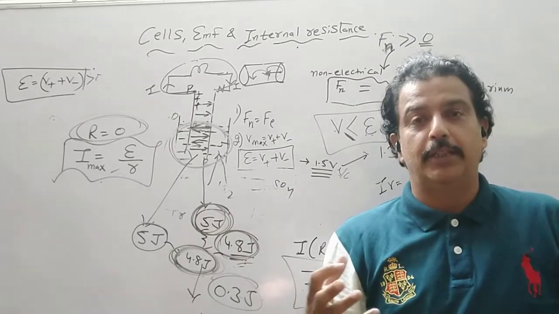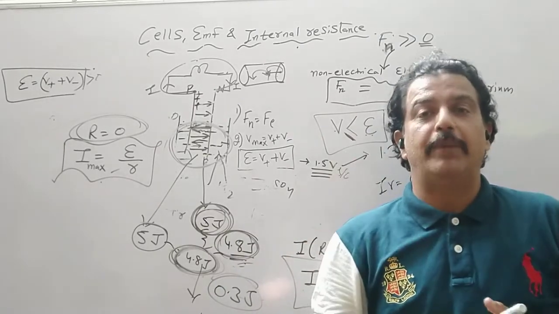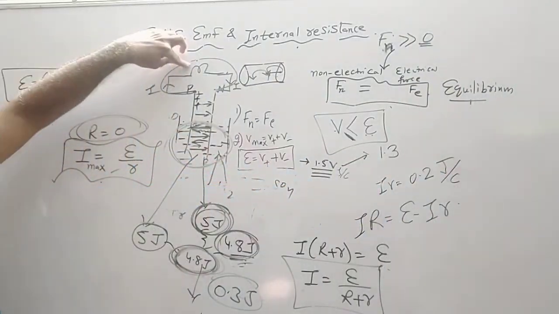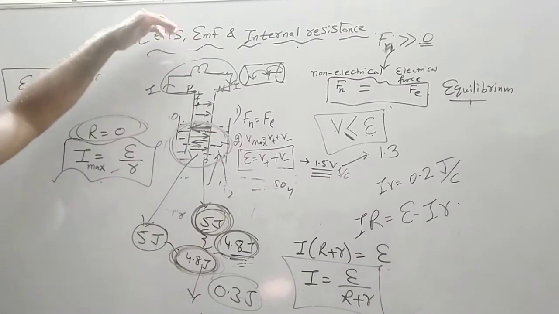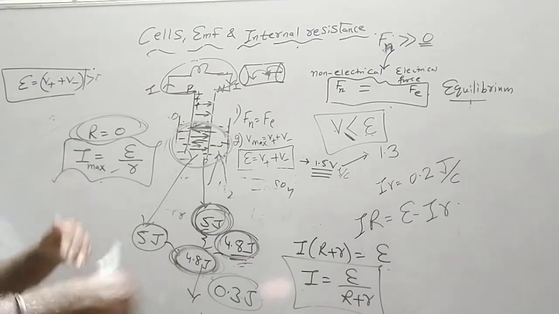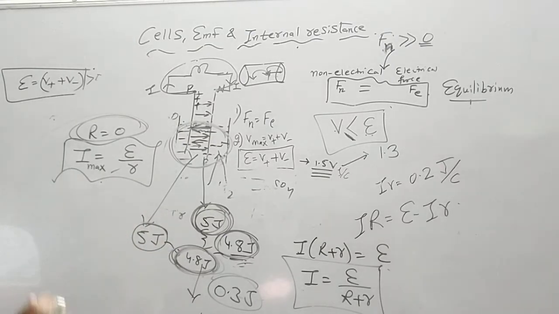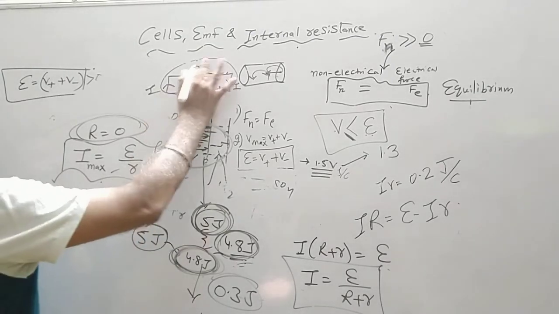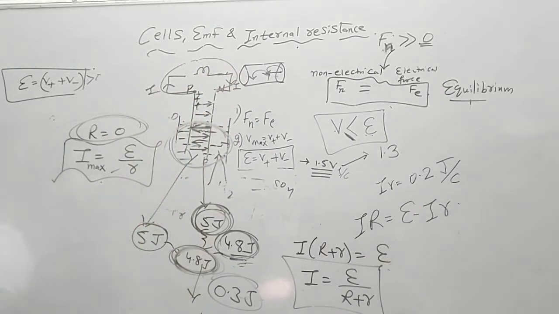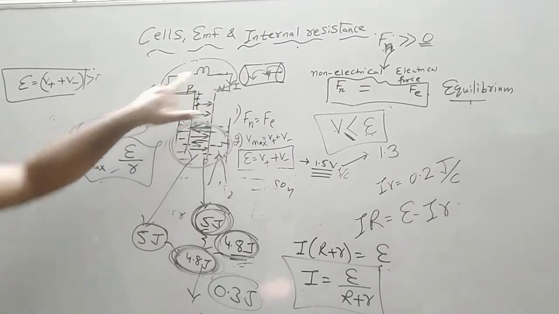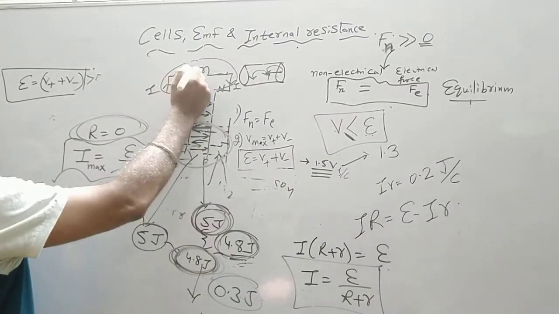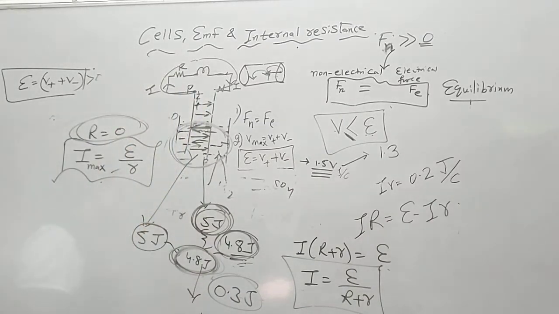So the current drawn should always be less than the maximum current. There are some sensitive devices where if the current flows or exceeds some value, it gets damaged. So if this is a device which is very sensitive, it may get damaged if its resistance is 0. So in that situation, we have to connect an external resistance capital R.